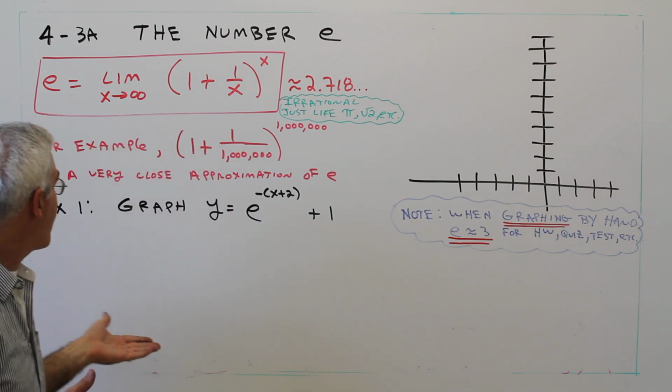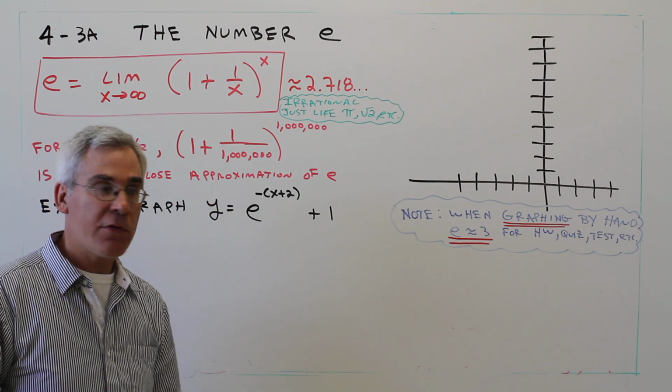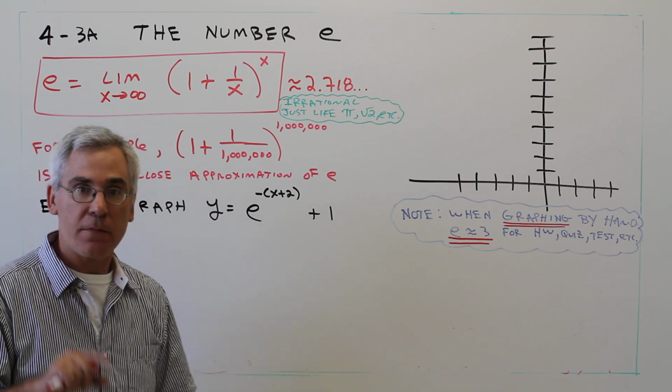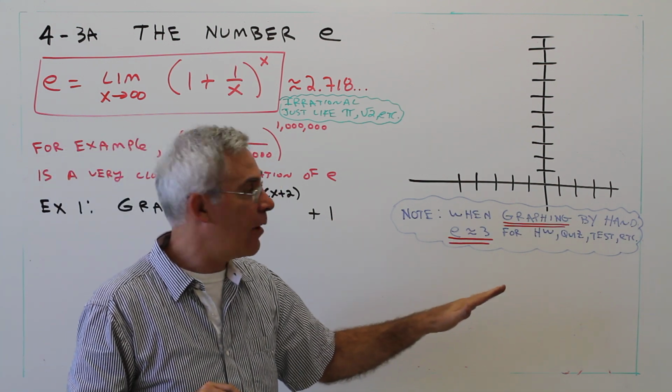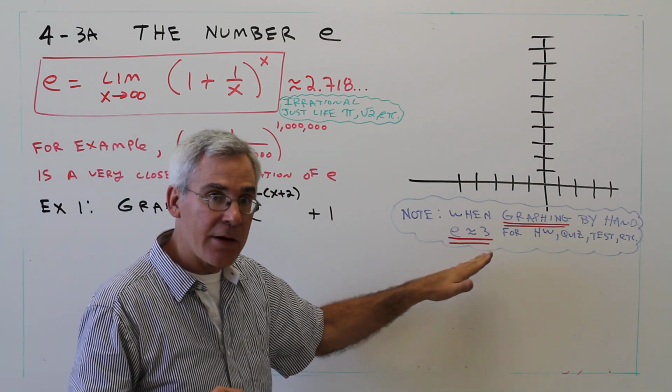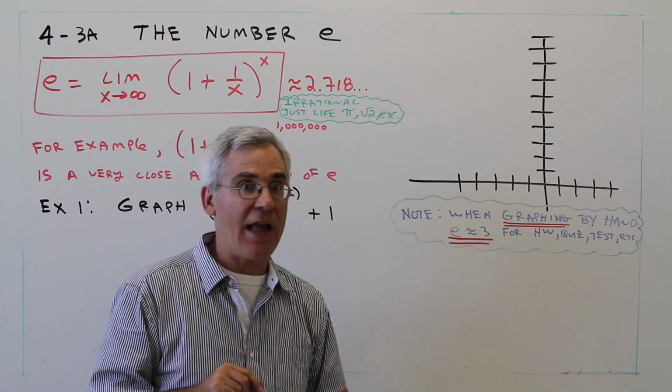Okay, so here's our example. Graph y = e^(-x+2) + 1. Very important: for the homework, quizzes, tests, etc., when we're graphing by hand, we're going to let e be approximately 3, just so we can focus on the concepts.